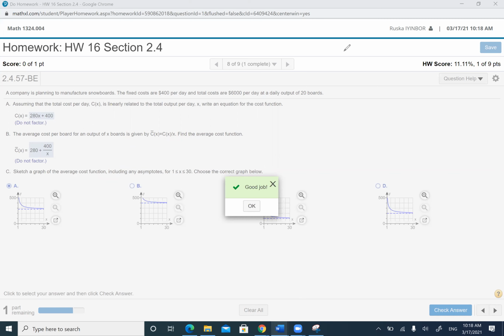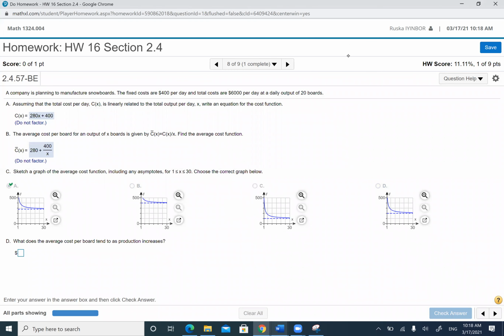And then I think you have one more like that. Let's see. Hold on. Okay, they asked one more thing: what does the average cost per board tent reduction increase?